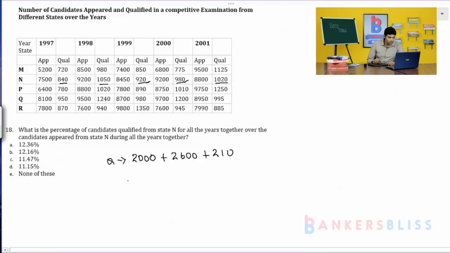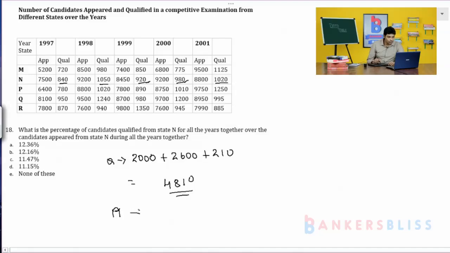So altogether how much are you going to get? So 0, 1, 6 plus 2, 8, next 2 plus 2, 4. So 4810 is the total number of qualified candidates from state N. Now you calculate the appeared candidates.